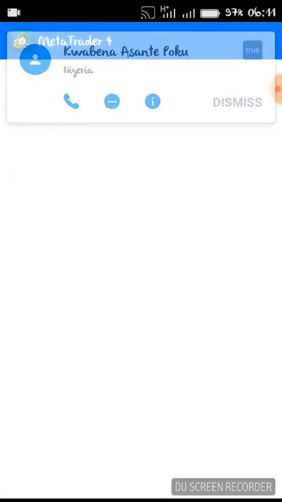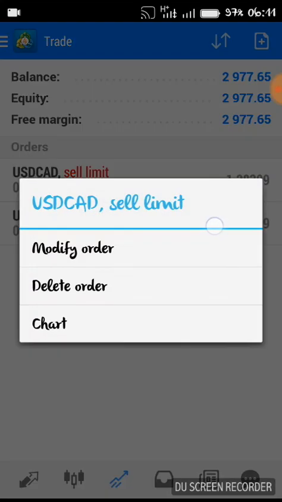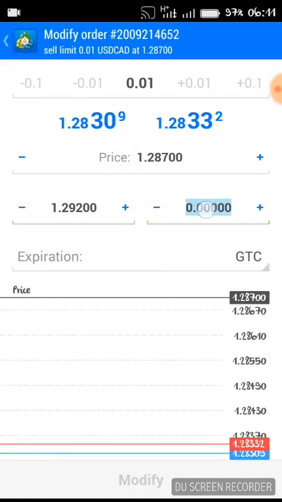paste it again. I go back to where I was, wait for my network to finish coming up. So I come here, press and hold on that order and paste my take profit 2.